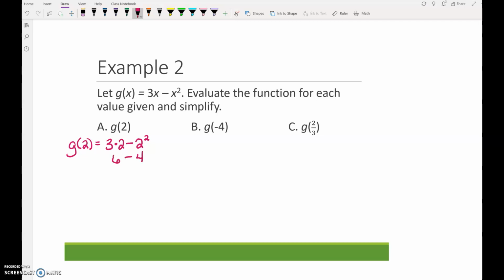You can plug this into a calculator or do this kind of in your head. What is 6 minus 4? 2. Write your answer with that original label. G of 2 equals 2.